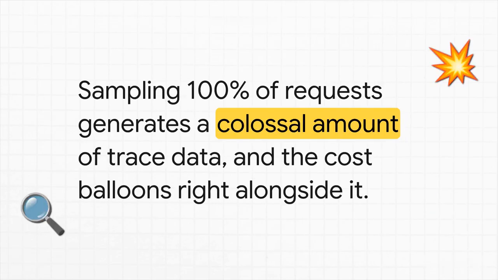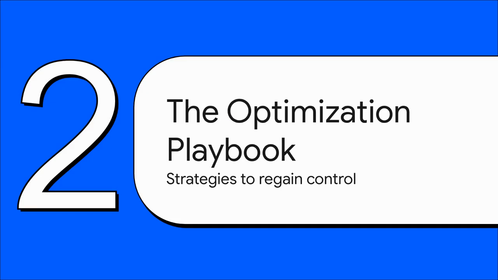And rounding out our top 3 is over-aggressive tracing. Now, don't get me wrong, tools like AWS X-Ray are fantastic for figuring out how your requests flow through your system, but the default settings often trick you into tracing everything. When you sample 100% of your requests, you generate a colossal amount of trace data, and your bill balloons right along with it.